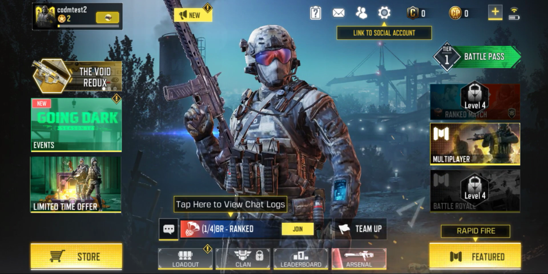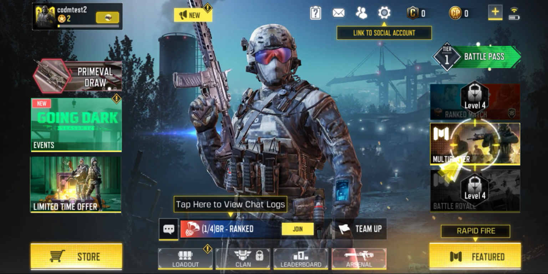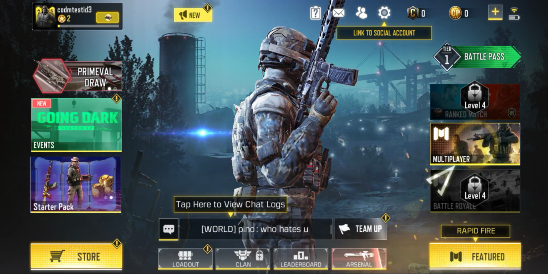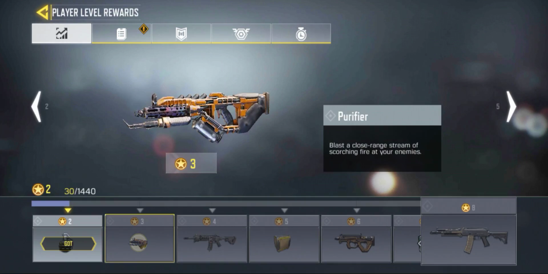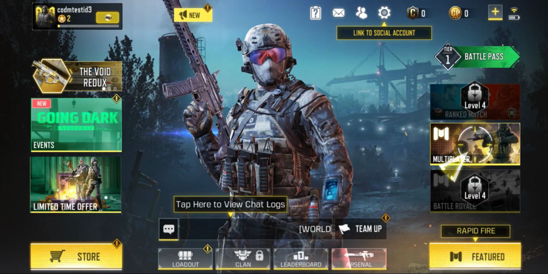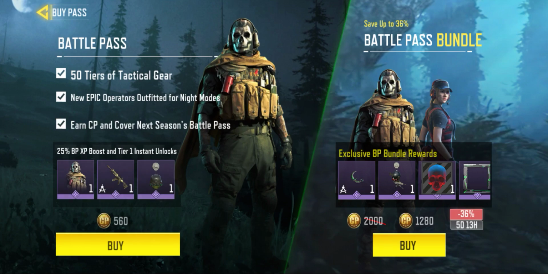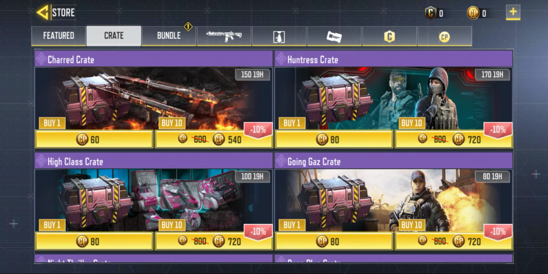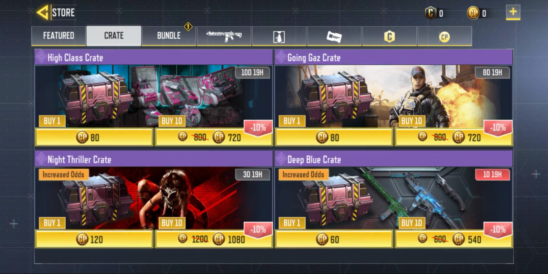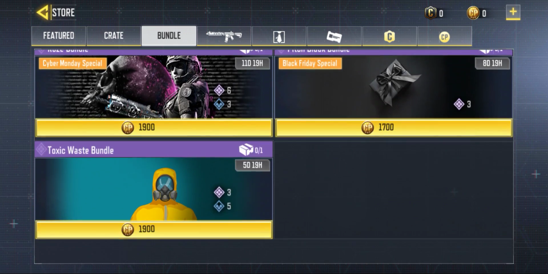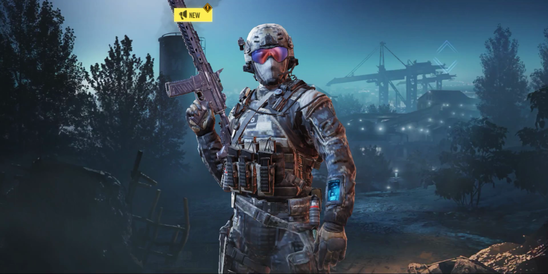Okay, let me switch to my Australian ID. And guys, see the name CODM Test 3. This is my Australian ID. And when I go to Battle Pass, it's the same price as the United States ID. Okay, store, same: 60, 80, 80, 80, 60, 100. Bundle: 2100, 420, 1900, 1700, 1900. Same.